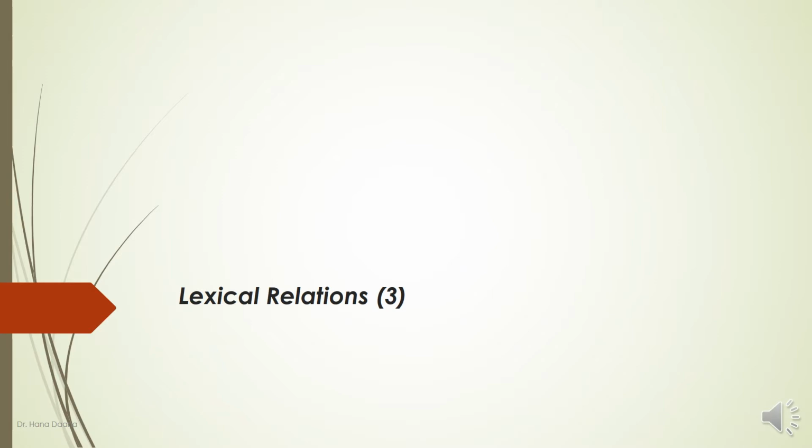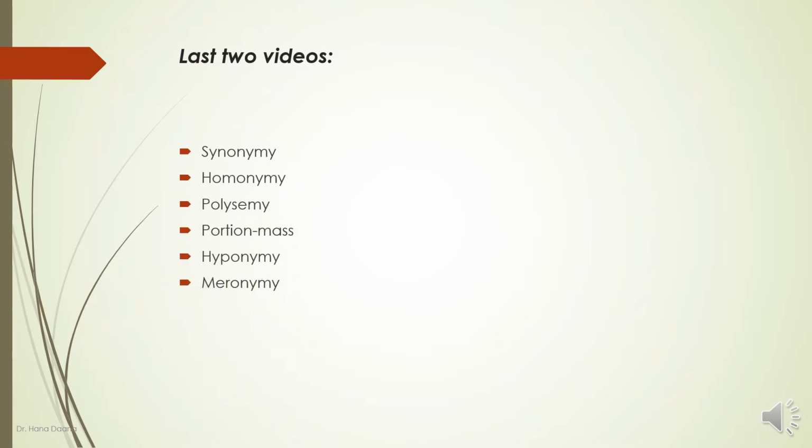In our last two sessions, I discussed 7 relations between concepts to show you how they are actually arranged in our lexicon or in our mental dictionary. They were the following: synonymy, homonymy, polysemy, portion mass, hyponymy, meronymy, and member collection relationship.